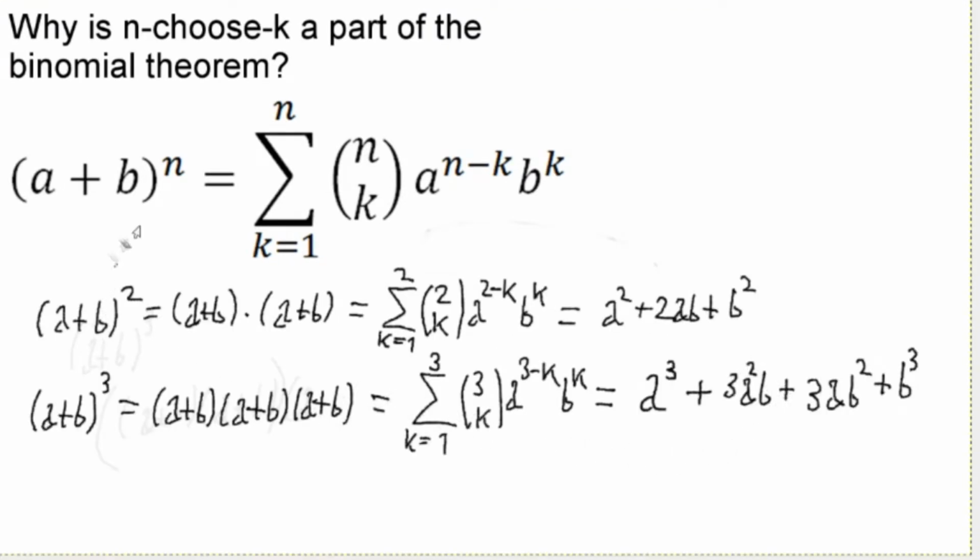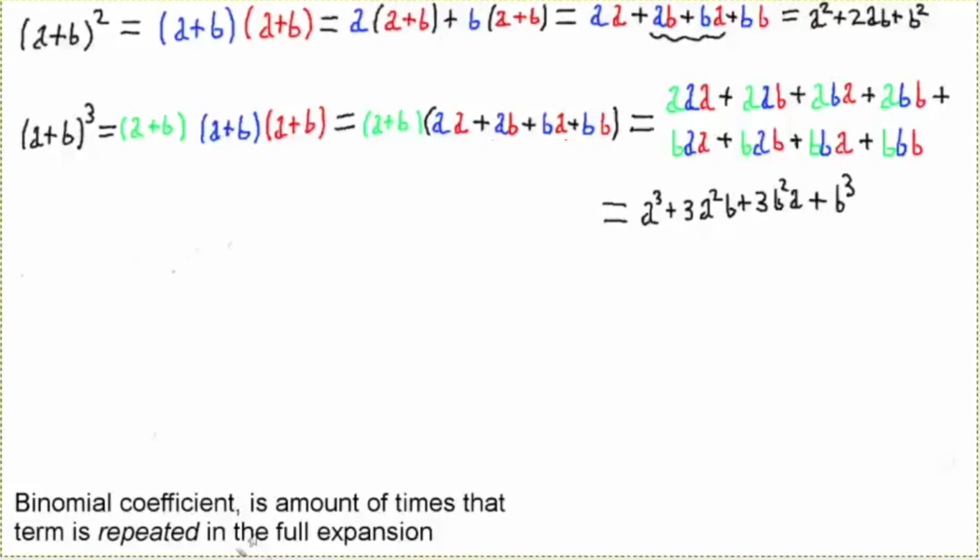Now, when we expand binomials, we obviously get these constant coefficients. In this case, it's 2 on the second term. Here it's 3 on the second term and 3 on the third term. Understanding where these constant coefficients come from helps us understand why the binomial formula is the way that it is.